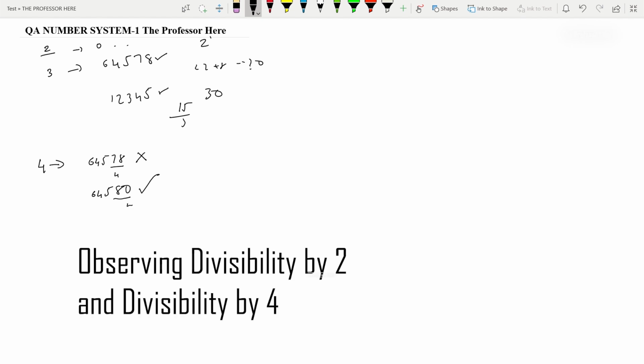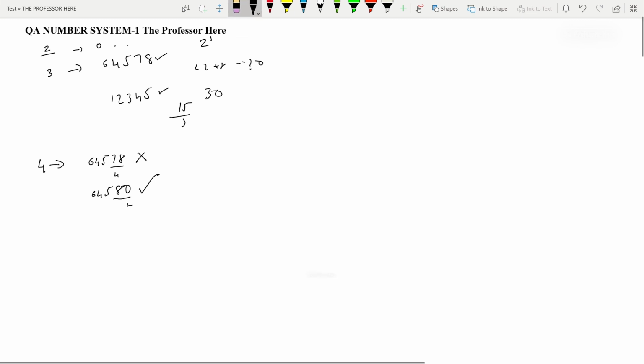So for 2, you check whether the last digit is 0, 2, 4, 6, 8. And for 4, which is 2 raised to 2, you check whether the last two digits are divisible by this number. So I hope you saw the pattern. Now let's look at 2 raised to 3, which is 8. To check for the divisibility of 8, you have to take 3 digits, 580, and check whether this number is divisible by 8. If it is, the whole number is divisible by 8. So I hope you got the pattern.